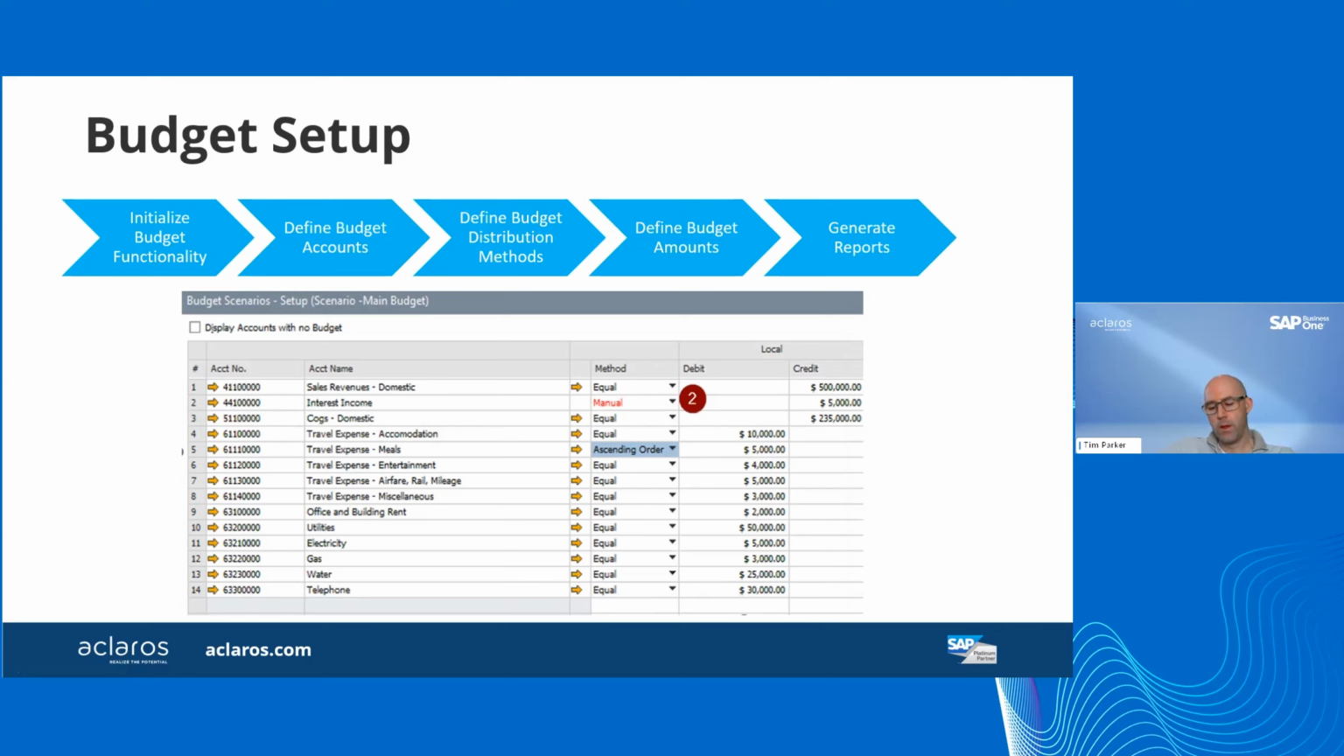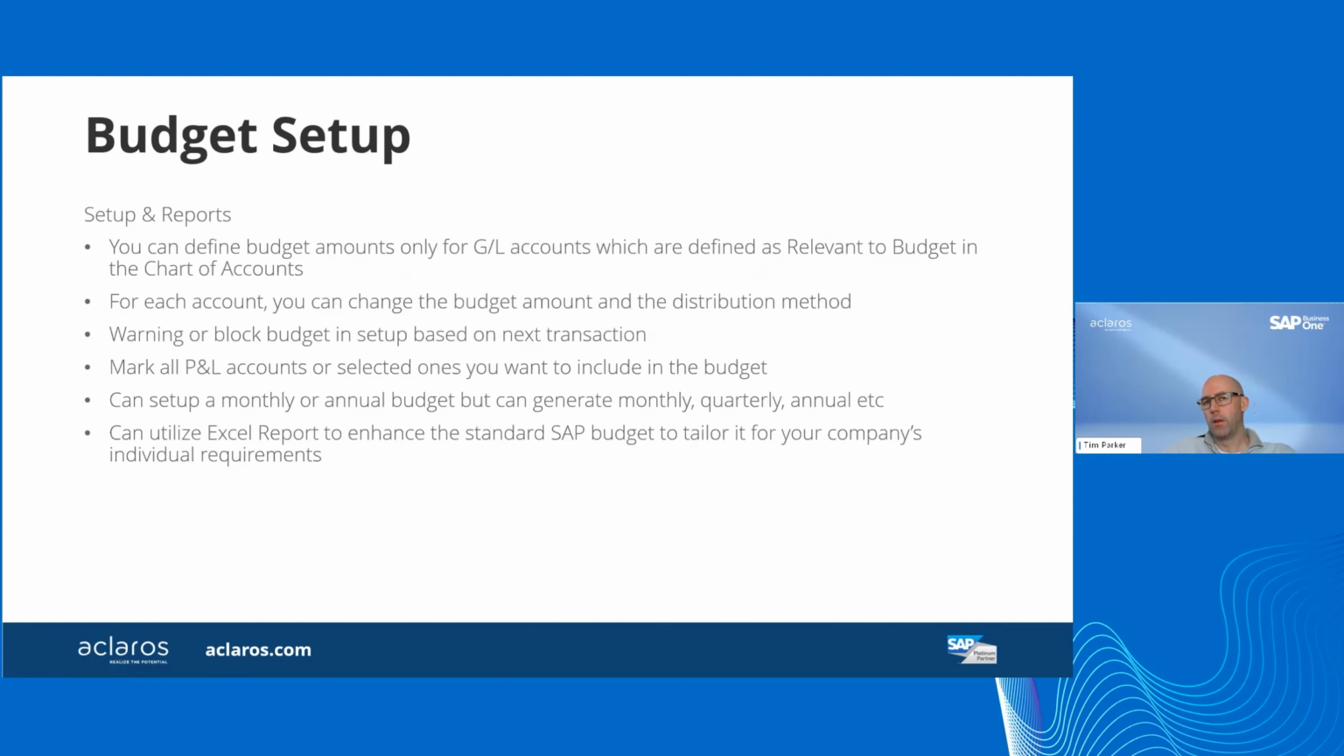We do have import files that help make that a bit quicker if it's going to take a while to capture it manually. So we could do it whichever way you wanted to do it. And once you define those distribution methods, obviously you put the amounts in, and then you can generate reports. You can generate standard budget reports, various different reports, a P&L budget.